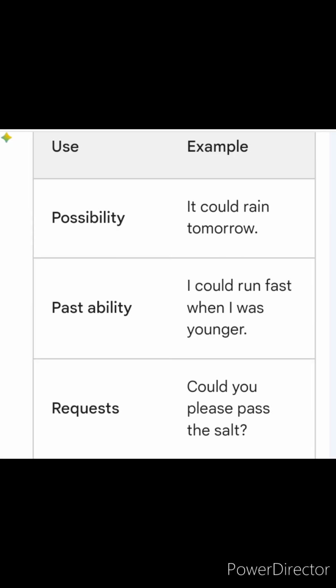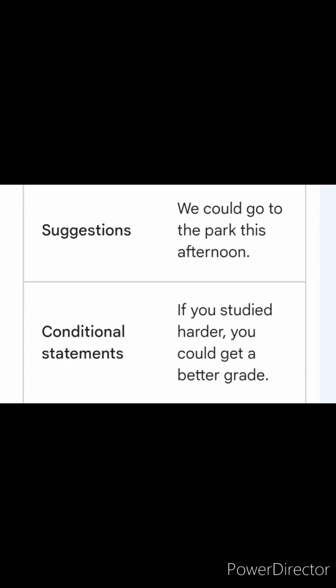Now, uses and examples of could. Possibility: It could rain tomorrow. Past ability: I could run fast when I was younger. Requests: Could you please pass the salt? Suggestions: We could go to the park this afternoon. Conditional statements: If you studied harder, you could get a better grade.